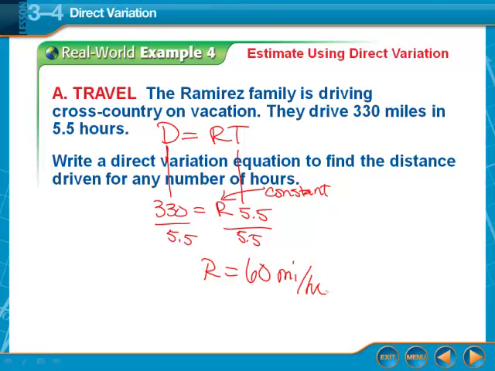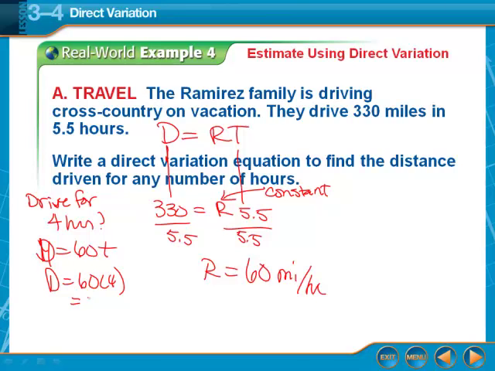Now I can ask you the questions. How far am I going to go if I drive for 4 hours? Well, I have an equation. Y equals 60 times t, or distance equals 60 times t. So my distance would be 60 times 4, which is obviously 240 miles. Or if I'm going to go 600 miles, to make it easy, I still have my rate, which is 60. How long will it take me? Well, divide and divide. Time would be 10 hours.